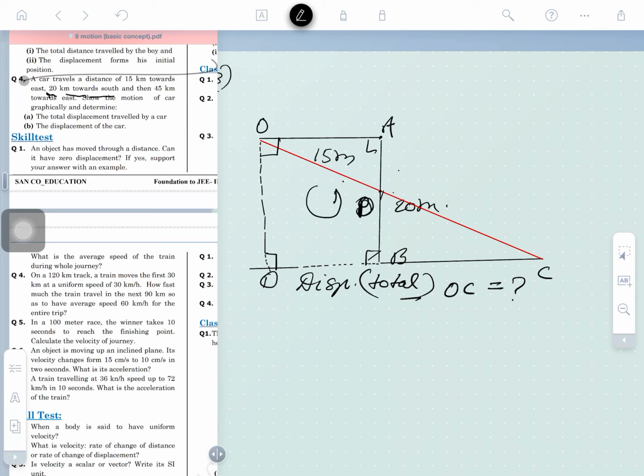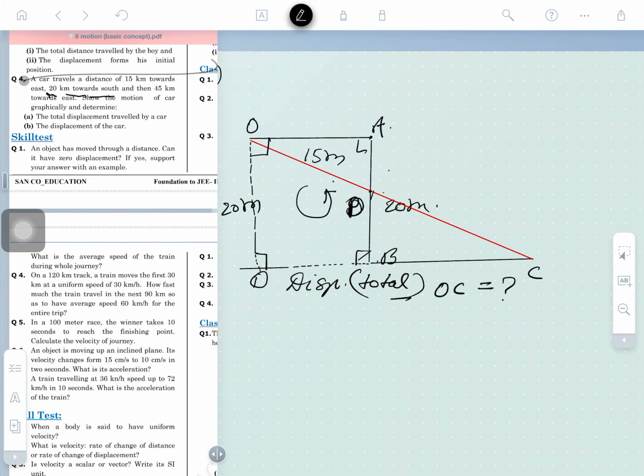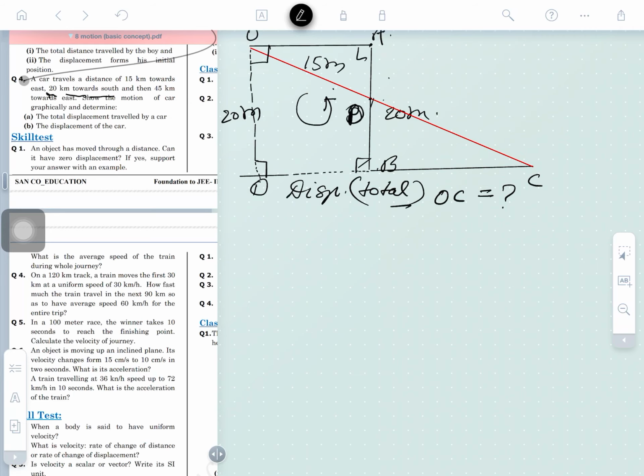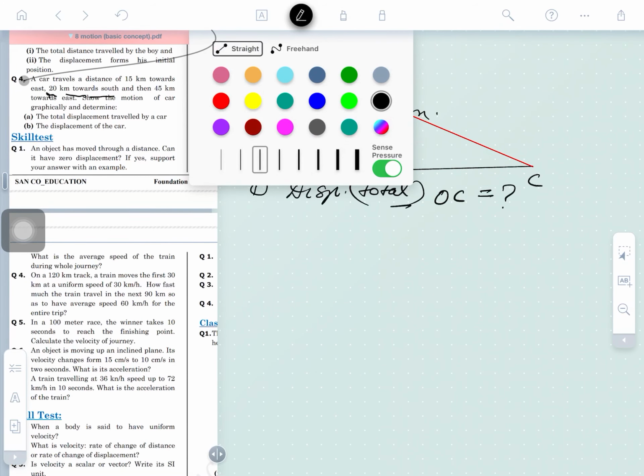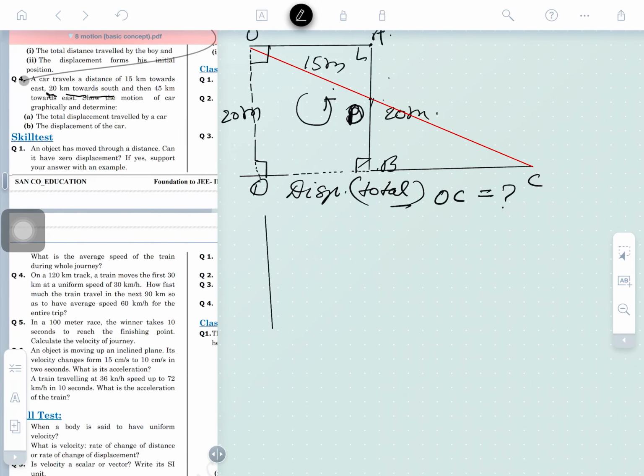So what type of quadrilateral is ABDO forming? Yeah, it's a rectangle. So what is the length of this AB? It will be the same, it's 20 meters. So now you have a triangle here. What type of triangle do you have? This side you know in the triangle, this side you know in the triangle, and this side you are to find in the triangle.